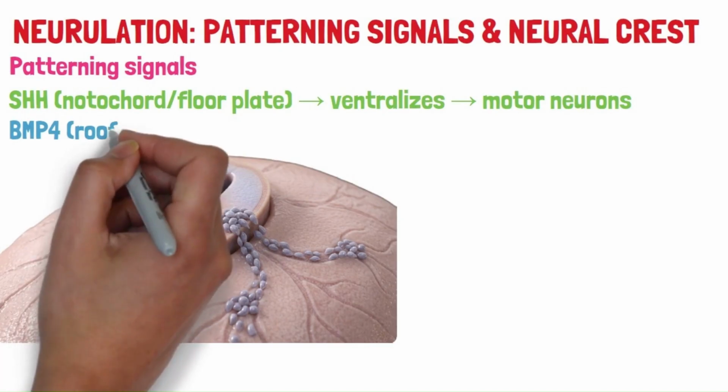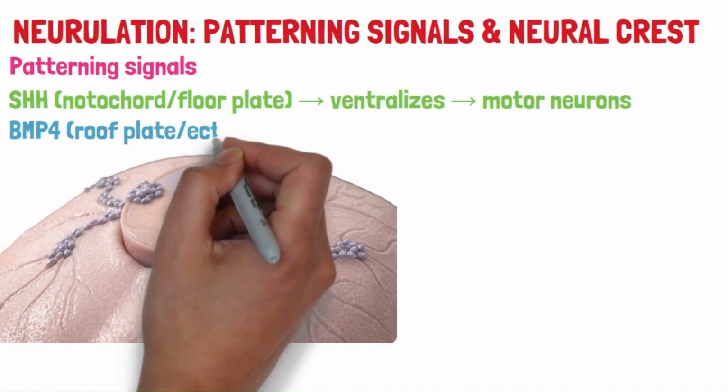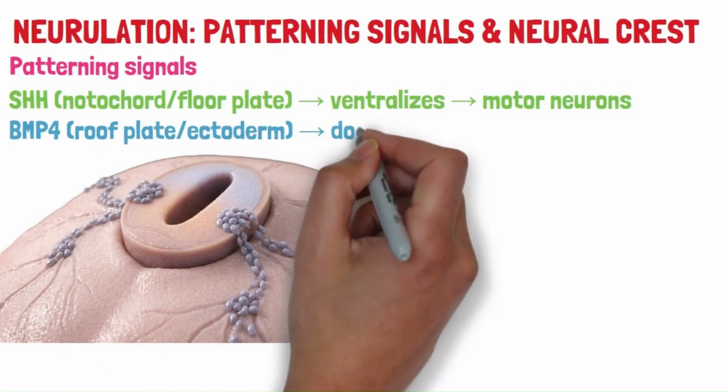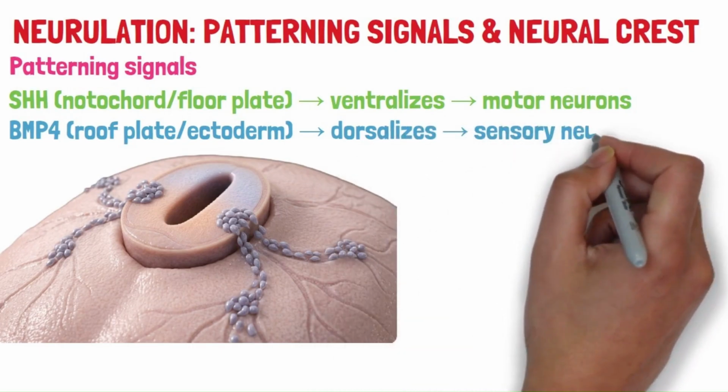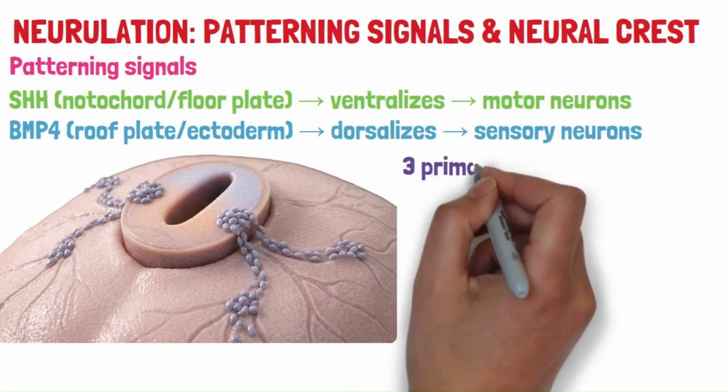By week 4, you have three primary brain vesicles, and by week 5, those split into five secondary vesicles, the building blocks of your entire brain. Now, this is one of the highest yield facts in embryology.